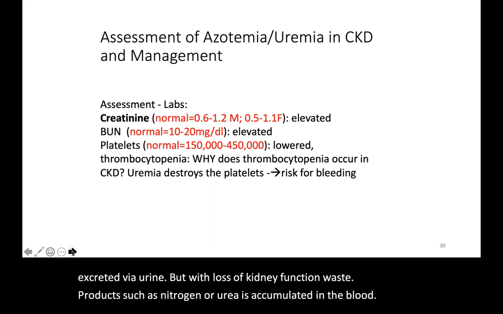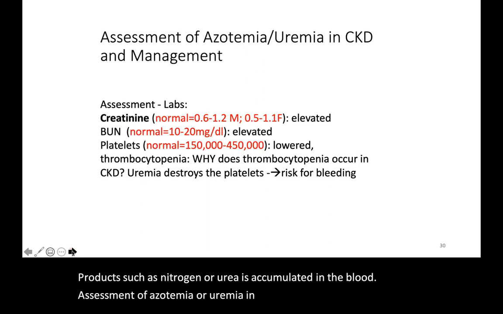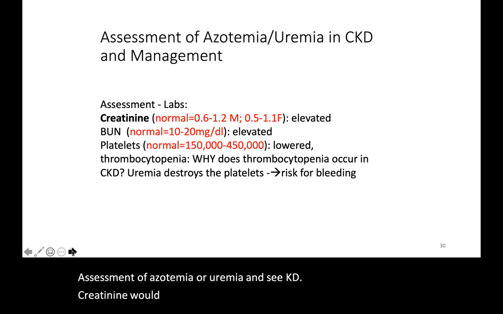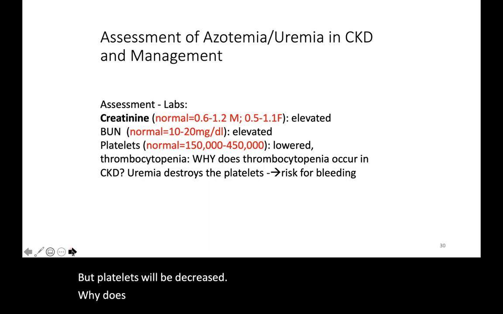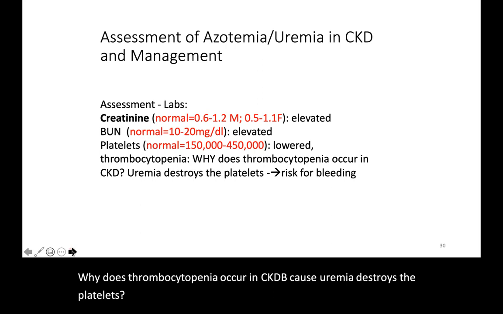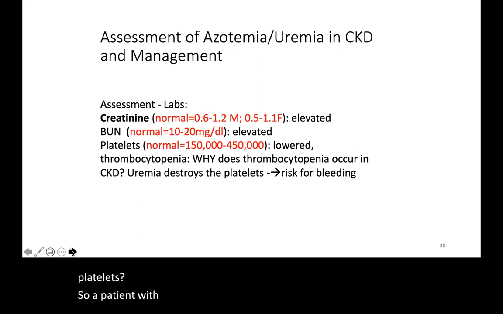So assessment of azotemia or uremia in CKD. Creatinine would be elevated, the BUN would be elevated, but platelets will be decreased. Why does thrombocytopenia occur in CKD? Because uremia destroys the platelets. So a patient with CKD has a higher risk for bleeding with thrombocytopenia.